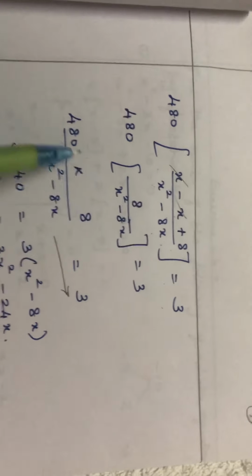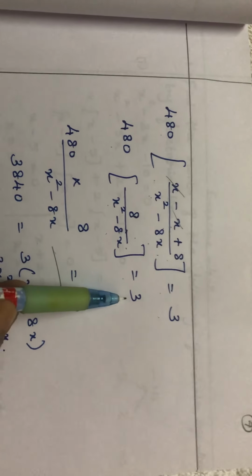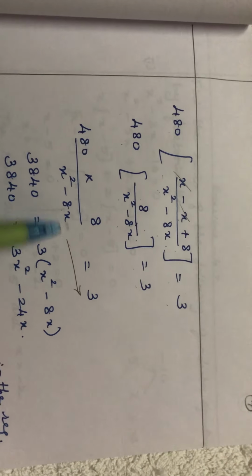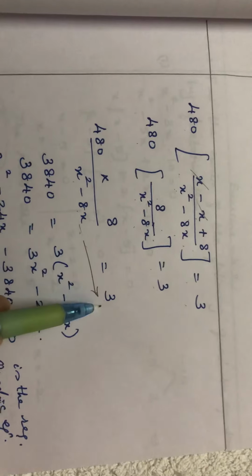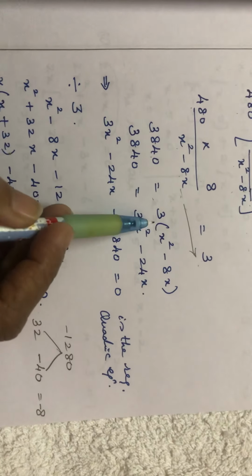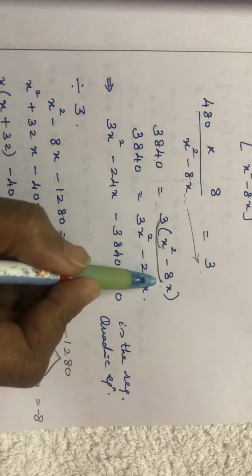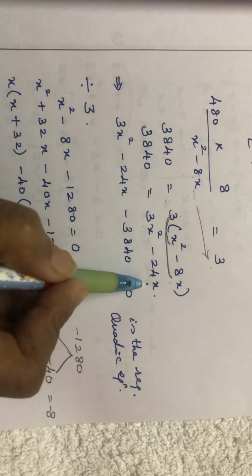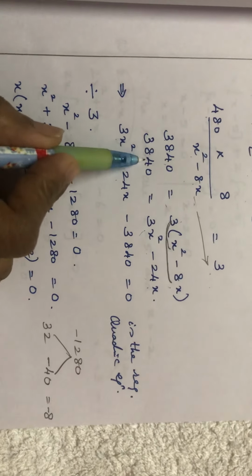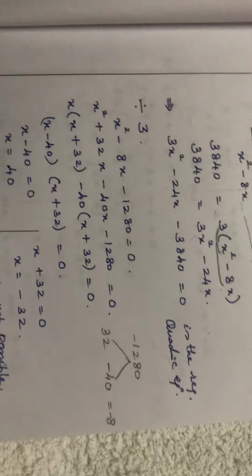Now x and x you can cancel. 480 into 8 divided by x square minus 8x is equal to 3. Bring this denominator, cross multiply, where 480 into 8 is 3840, which is equal to 3 into x square minus 8x. Now multiply 3 into x square, 3 into minus 8x, so minus 24x. Now rearrange the equation, 3x square minus 24x, when I am bringing this to this side I will get minus 3840 equal to 0, which is the required quadratic equation.